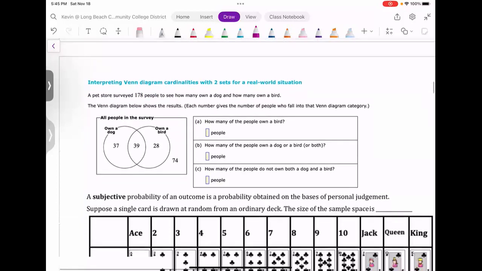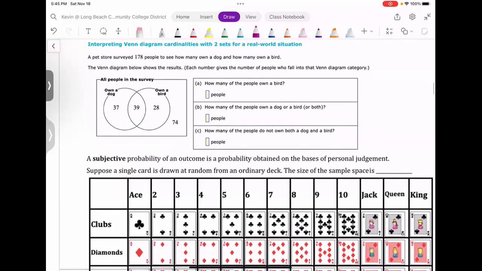All right, we're almost there. So we have another Venn diagram. A pet store surveyed 178 people to see how many own a dog and how many own a bird. The Venn diagram below shows the results. Each number gives the number of people who fall into the Venn diagram category. Okay. So how many people own a bird?